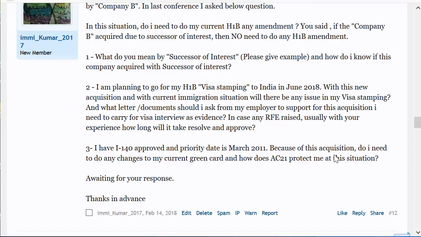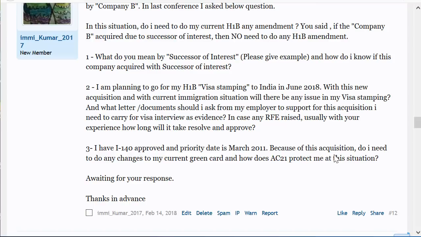This is really something the questions you're asking me should be addressed to the corporate lawyers. What document should I ask for? There's usually a letter that explains the transaction to the government and lays it out for them, showing how this is a successor in interest case.